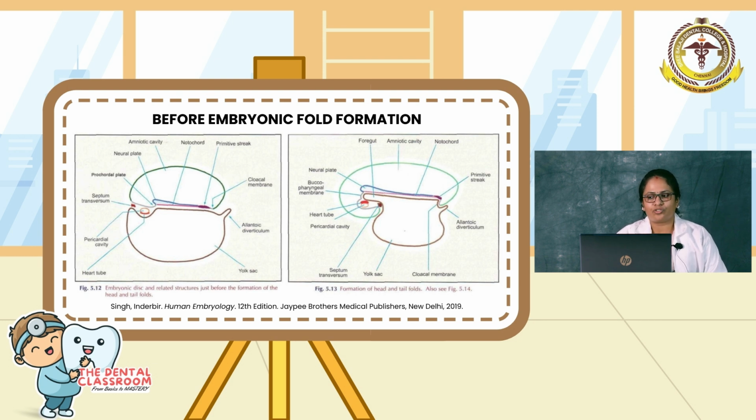So in order to move the structures to the future position, some kind of folding happens in the head region and in the tail region. As you can see in the right side image, the head folding happens. The head fold pushes the buccopharyngeal membrane and the heart tube downwards. So in short, before folding, the embryo just looks like a flat disc. Once the folding happens, the structures will move to their final positions and this folding process is what gives the shape to the embryo.